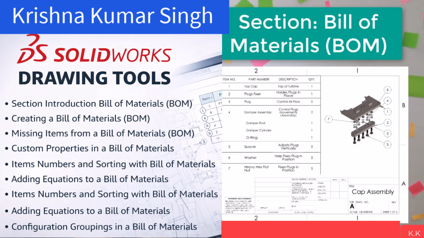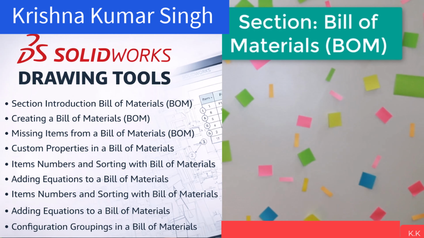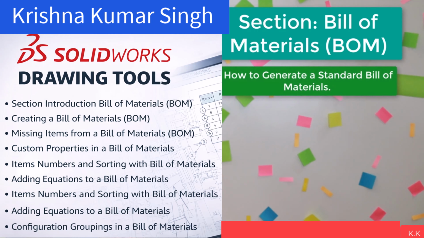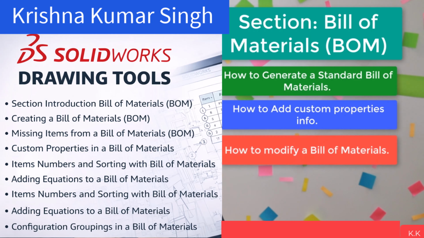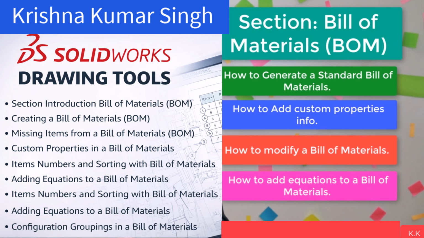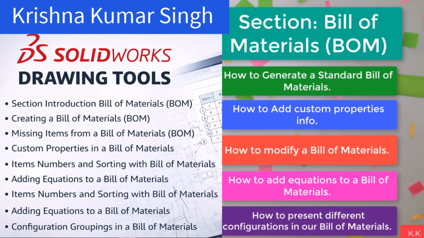We will usually find Bill of Materials accompanying drawings for assemblies. In this section, we'll explore how to generate a standard bill of materials using SOLIDWORKS Drawing Tools. Also, we will explore how to add custom property information to our bill, how to modify our bill, and how to add equations to come up with calculations within our bill of materials. In addition, we'll explore how we can present different configurations of parts or assemblies in our bill of materials.